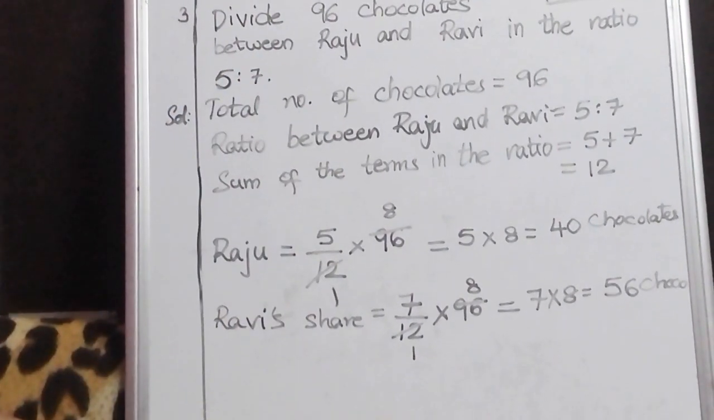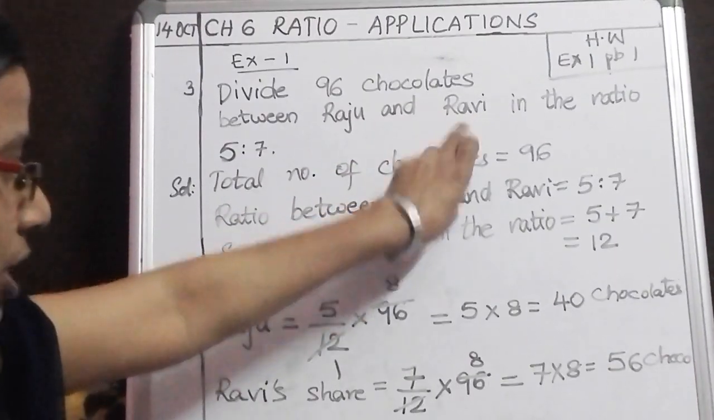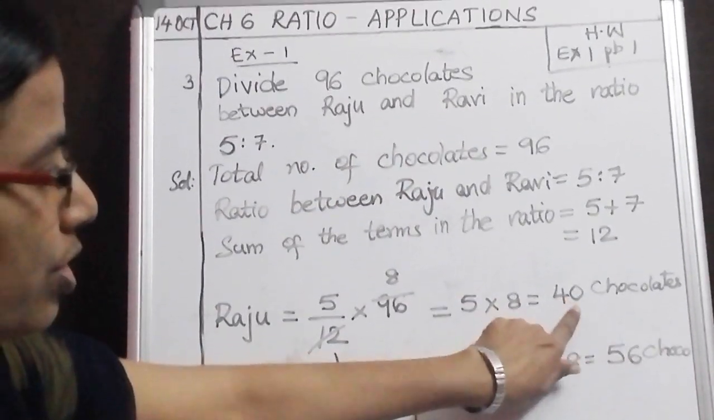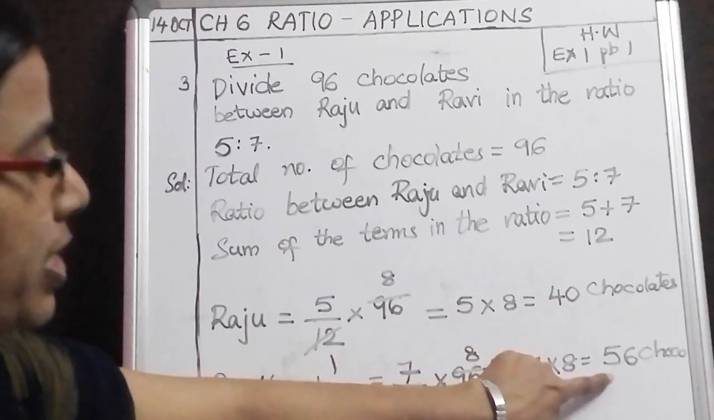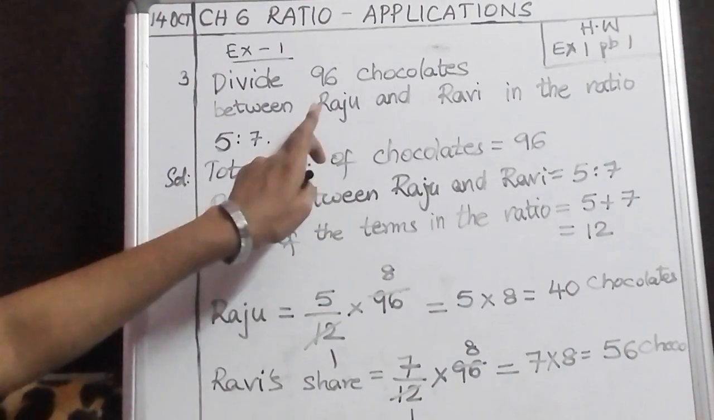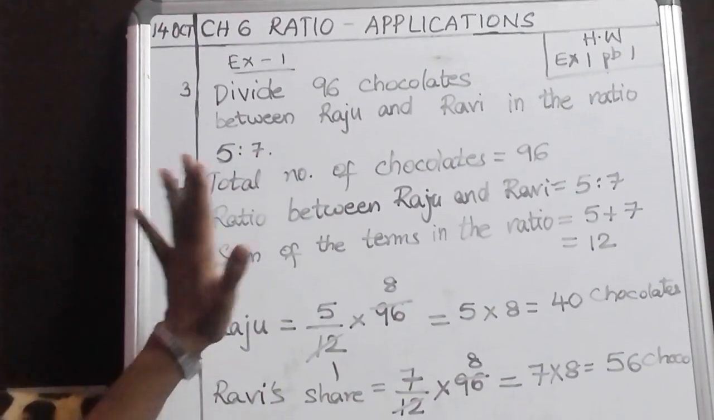So this is the end of the problem. Divide 96 chocolates between Raju and Ravi. If you add these two, 0 plus 6 is 6, 5 plus 4 or 4 plus 5 is 9. 96 chocolates that you have divided between Raju and Ravi in the ratio 5:7.